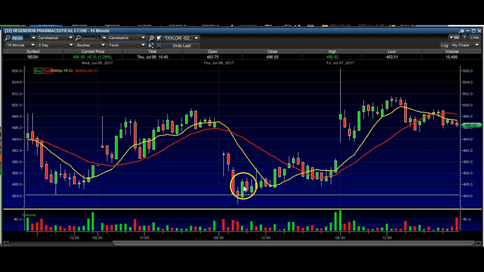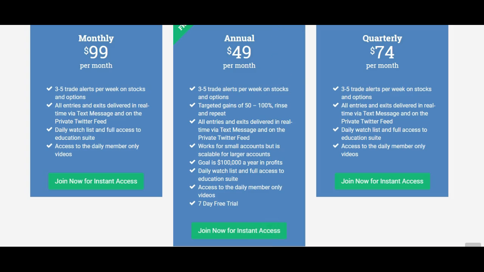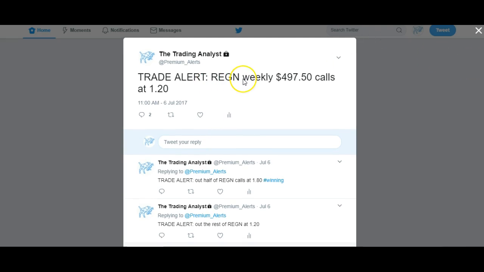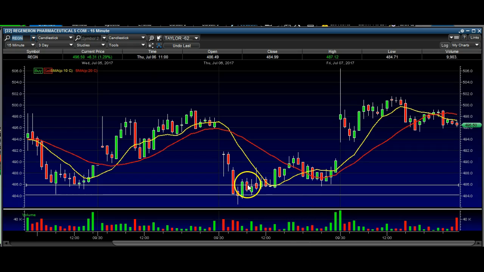So this was the long signal right here, and this is where we entered on the retrace a little bit lower at about 486. So that was our entry right around here at 486, and I alerted those in real time to our members here on the private Twitter feed as well as via text message alerts. We alerted the weekly 497.50 calls at 120, and that was right here.